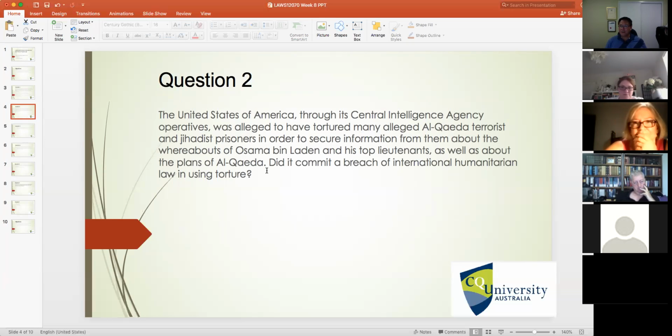From Dean, the answer is no. Okay. The answer is no, because there is no customary international law in relation to torture. But the crucial point here is, why isn't there a breach of international humanitarian law? Assuming it wasn't torture, it was treating them inhumanely or whatever. Doesn't international humanitarian law apply in relation to the acts of the United States and its dealings with terrorists?